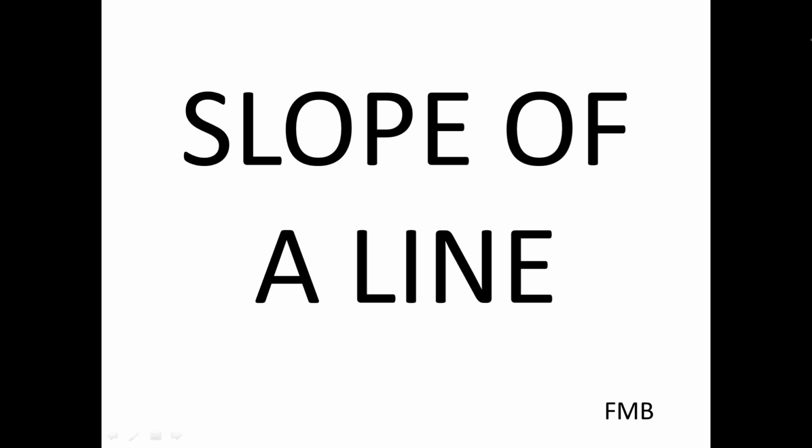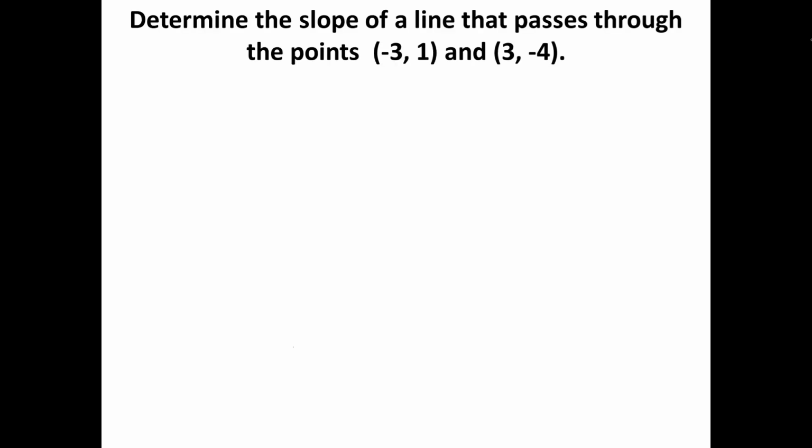Slope of a line. Determine the slope of a line that passes through the points (-3, 1) and (3, -4). So here, we are looking for the slope of a line.